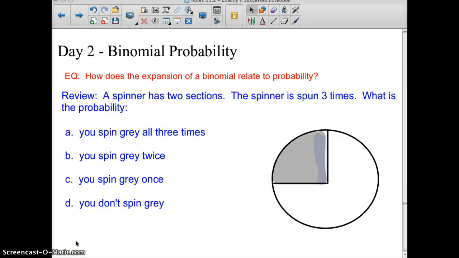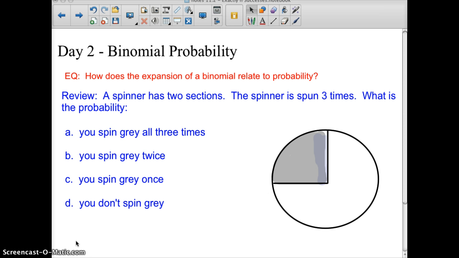Day 2, we're going to talk about binomial probabilities today. How does the expansion of a binomial relate to probability? Then we're going to take a classic probability example here. We're going to spin a spinner. A spinner has 2 sections. The spinner is spun 3 times. What is the probability you spin gray all 3 times?